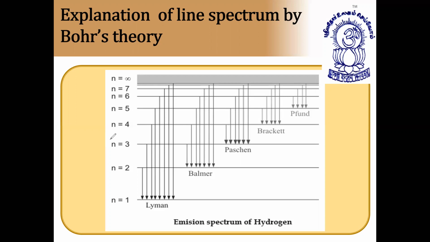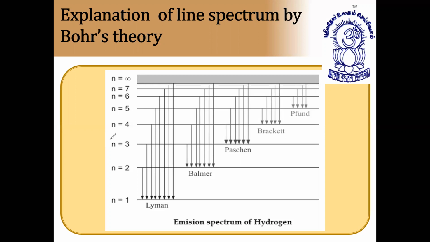So for n equal to 1, the K shell, the series of spectral lines formed is 7 to 1, 6 to 1, 5 to 1, 4 to 1, 3 to 1, and 2 to 1. These are the possible jumps. 1 to 1 cannot happen. So these spectral lines are called the Lyman series.